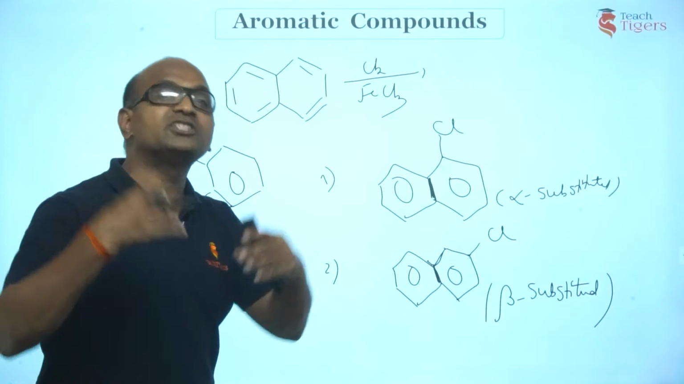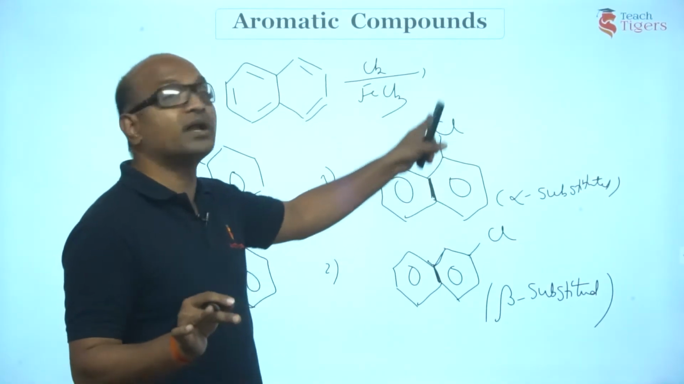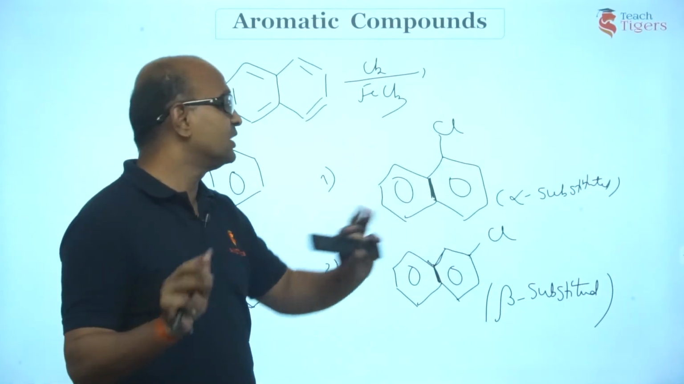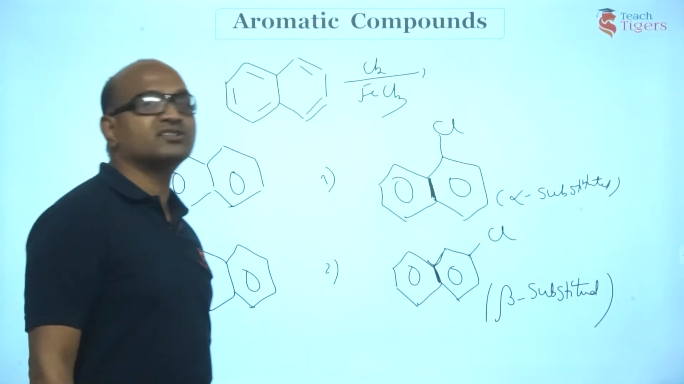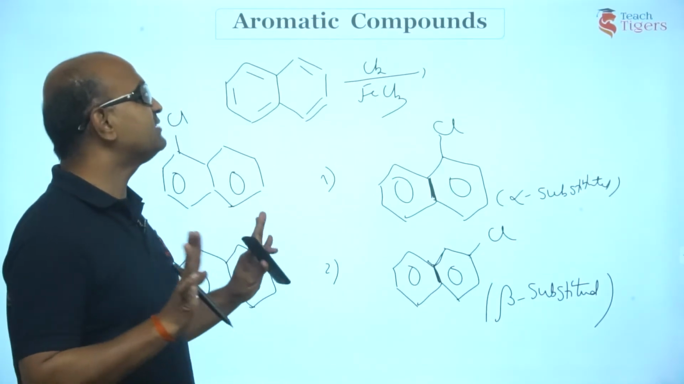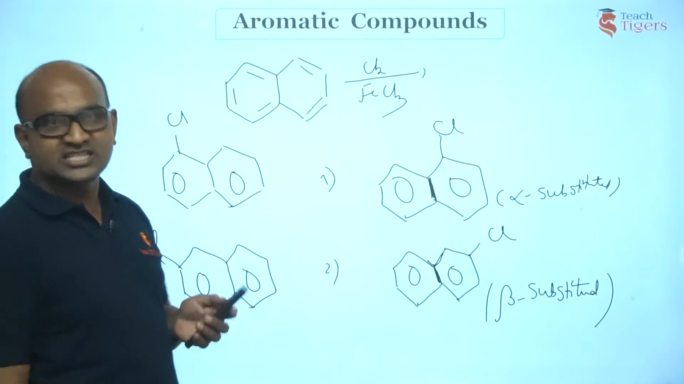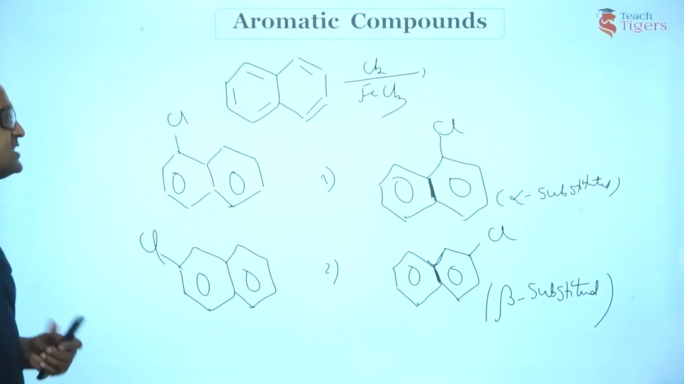Remember, we'll follow this nomenclature many times. This is not IUPAC accepted. We have called this 1-chloronaphthalene like that. This is 2. Anyways, this is alpha substituted and this is beta substituted. You are going to have two monohalogen derivatives theoretically. Is that understood? Yes or no? Check it out. Okay guys.